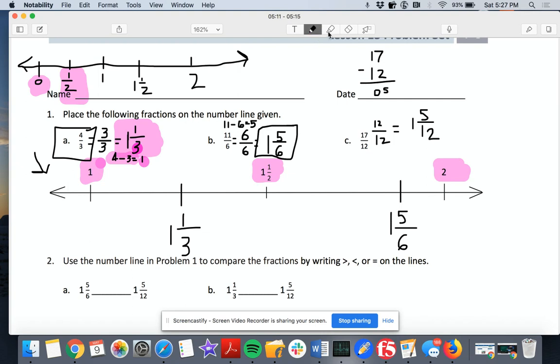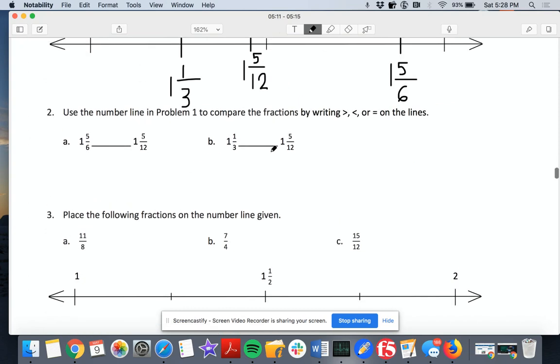And well, I know that 6/12 is equal to 1/2. And 5 is close to 6, but not quite 6. So I'm going to go ahead and place this 1 and 5/12 close to this 1 and 1/2, but smaller than 1 and 1/2. And why is it smaller? Well, because 5 is smaller than 6.